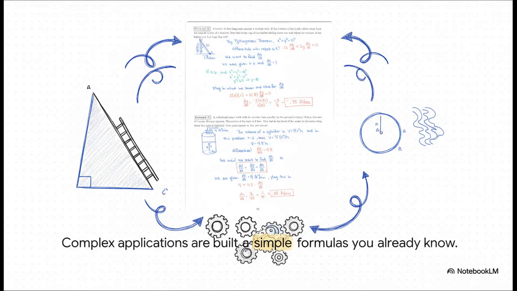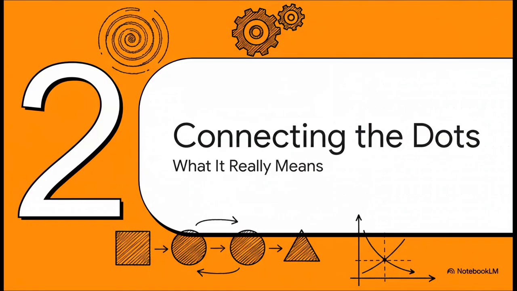So here's the cool part. All these complex applications, they're not built on some kind of secret advanced math. They're built on formulas you've known for years, like the Pythagorean theorem or how to find the area of a circle. Related rates is like the engine. It's the calculus that takes these simple static equations and makes them work in a world where everything is moving and changing. Okay, so we've seen why it matters.